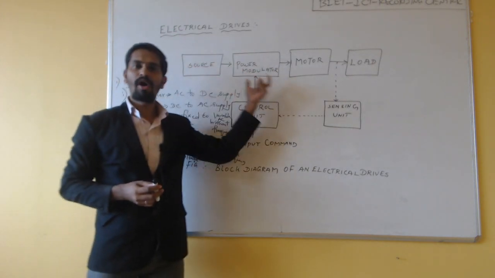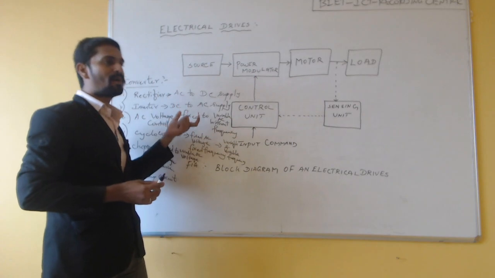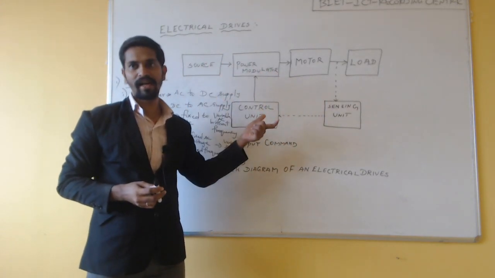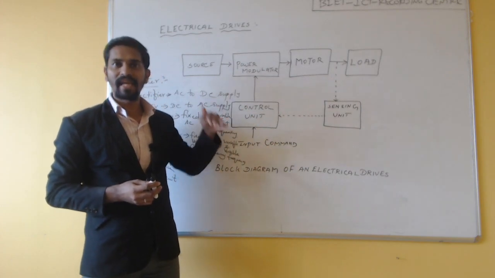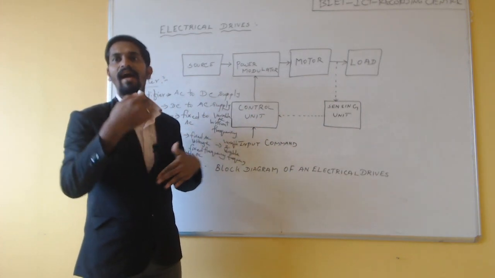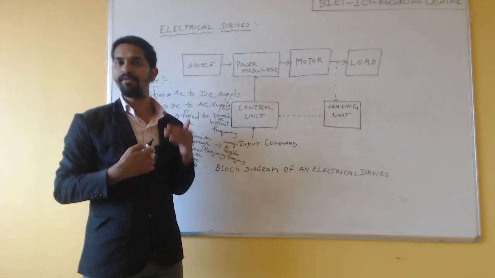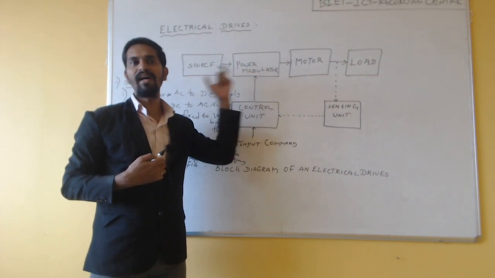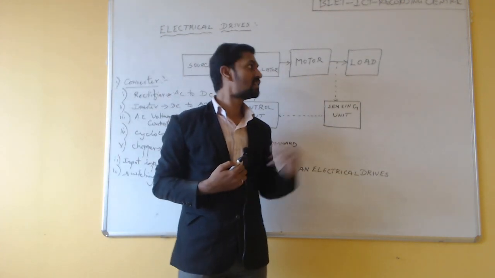The power modulator modulates the flow of power from the source to the motor. It operates in four-quadrant operation: starting, braking, motoring, and regenerative braking. All these operations can be done with the help of the power modulator. So the next point is the motor.